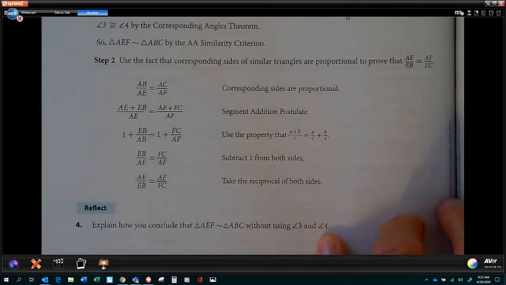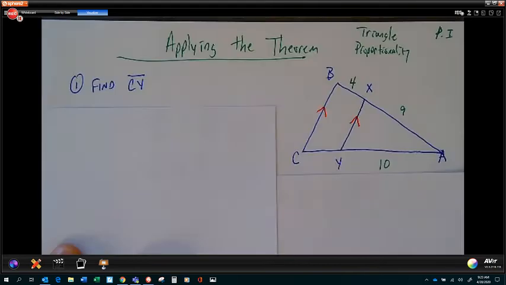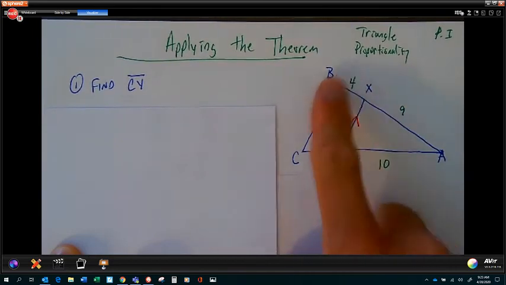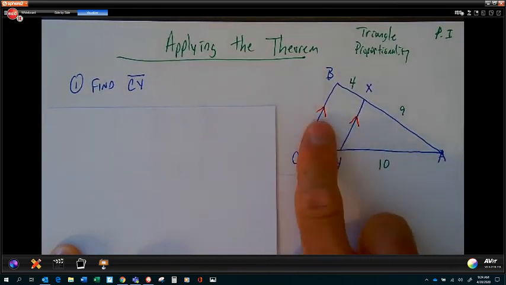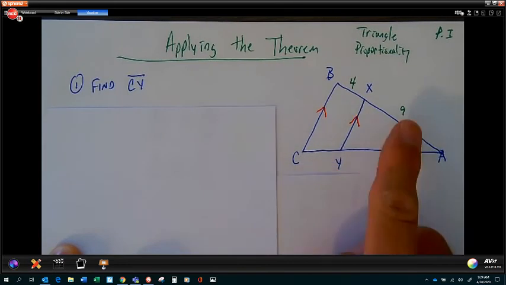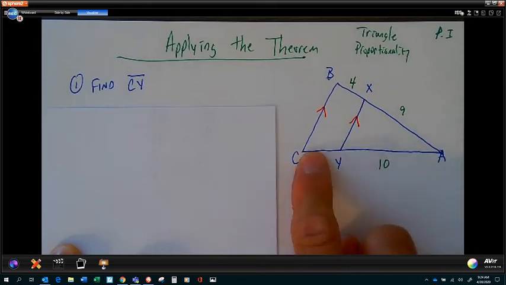And now we're going to get on to actually applying the triangle proportionality theorem. So in applying the theorem, again, we have these two lines, XY and BC, parallel to each other, as you can see by the symbols. We need to find the length of CY. We know this length and this length and this length, but we need the entire length here.